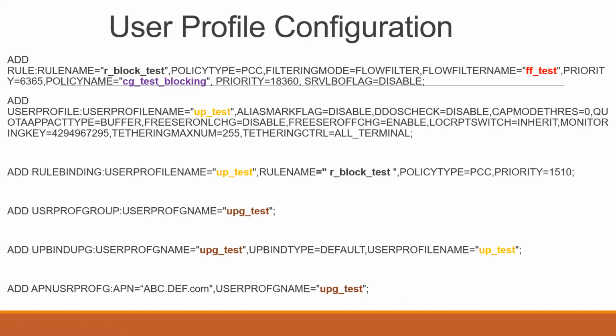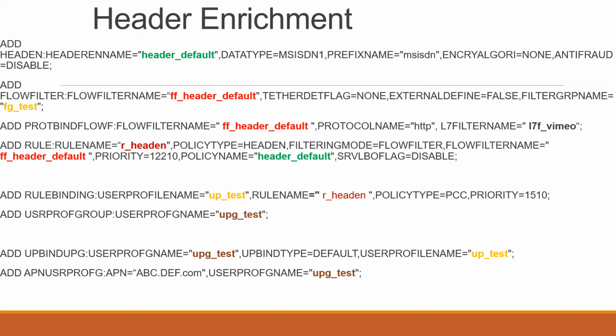Right? So this is basically how you create different user profiles and how you correlate, starting from the flow filter and ending up binding the APN to the user profile group. Next is an example of header enrichment. Header enrichment is where you need to add some specific prefix into the header of the request. So here our requirement is to add an MSISDN to the request that is being sent to a specific server or URL.